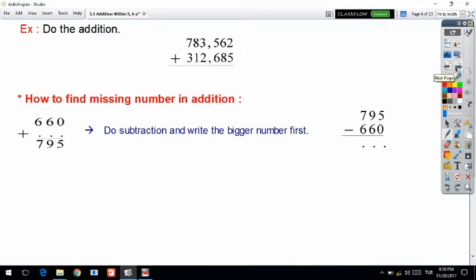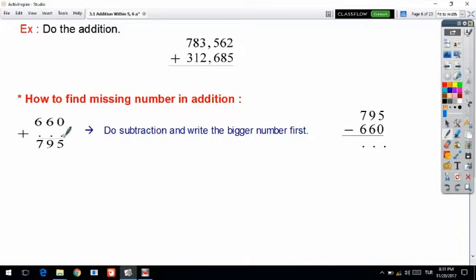How to find a missing number in addition? There could be a missing number in an addend. So 660 plus something, but we don't know yet which number it is. Then there is the result, 795. How can we solve this kind of question? There could be a missing number in the top number, or sorry, the first added number or second added number, it doesn't matter.